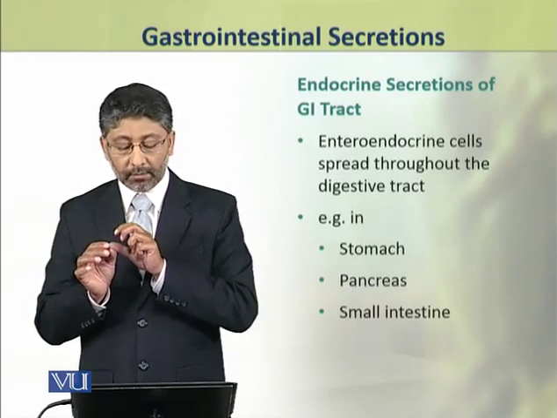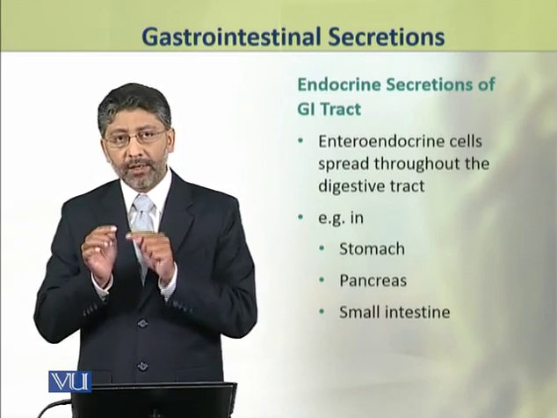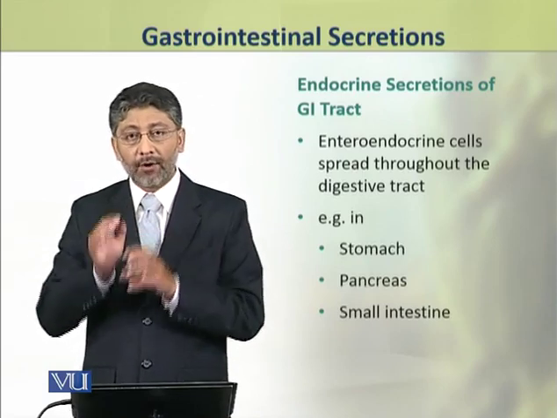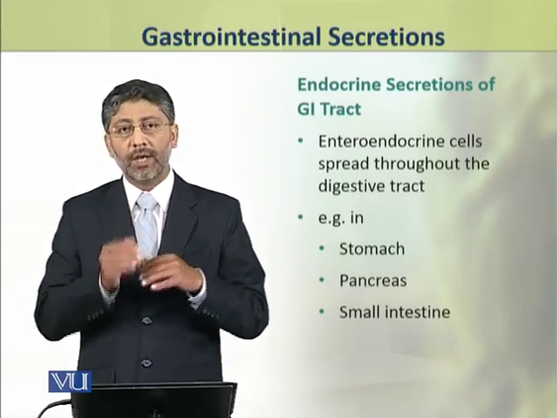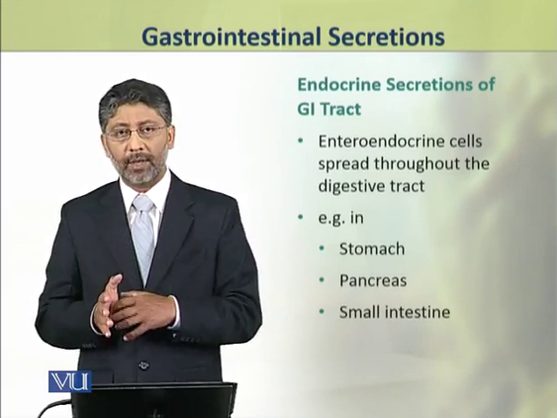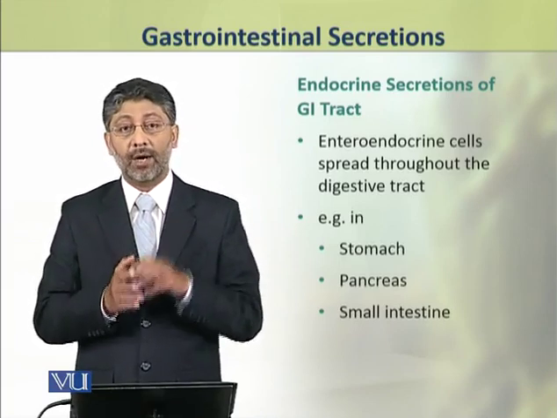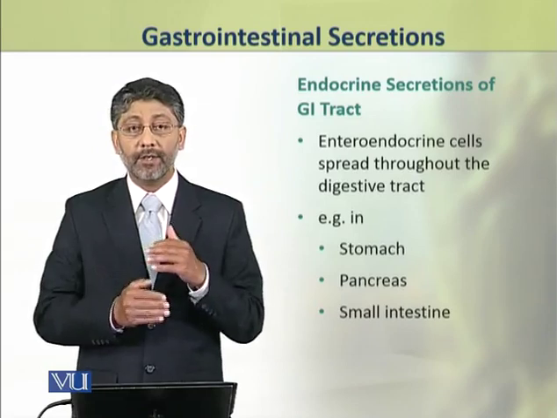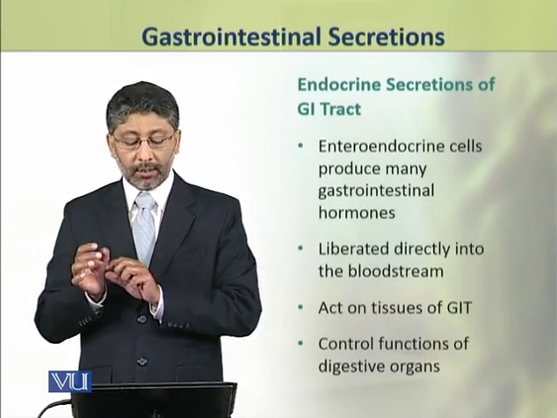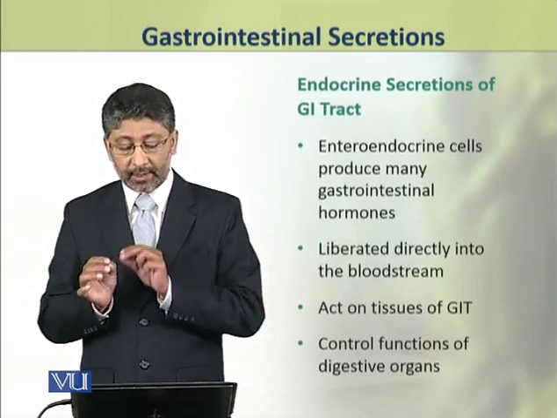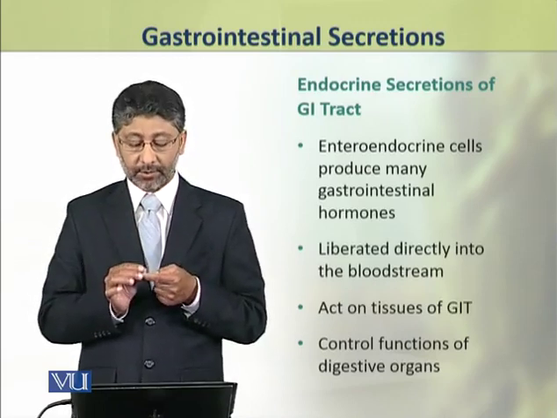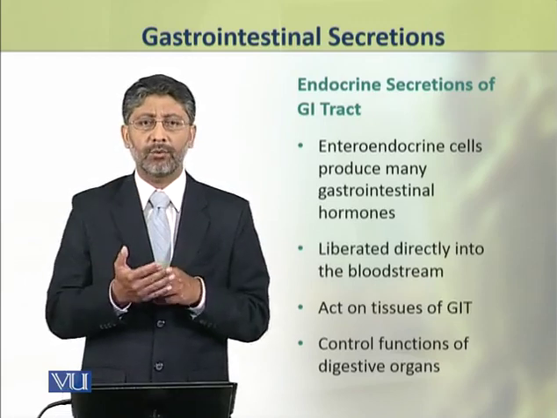The gastrointestinal tract has many enteroendocrine cells which are spread throughout the digestive tract, for example, in the stomach, in the pancreas, and in the small intestine, which produce various hormones. The enteroendocrine cells produce gastrointestinal hormones, which are liberated directly into the bloodstream.